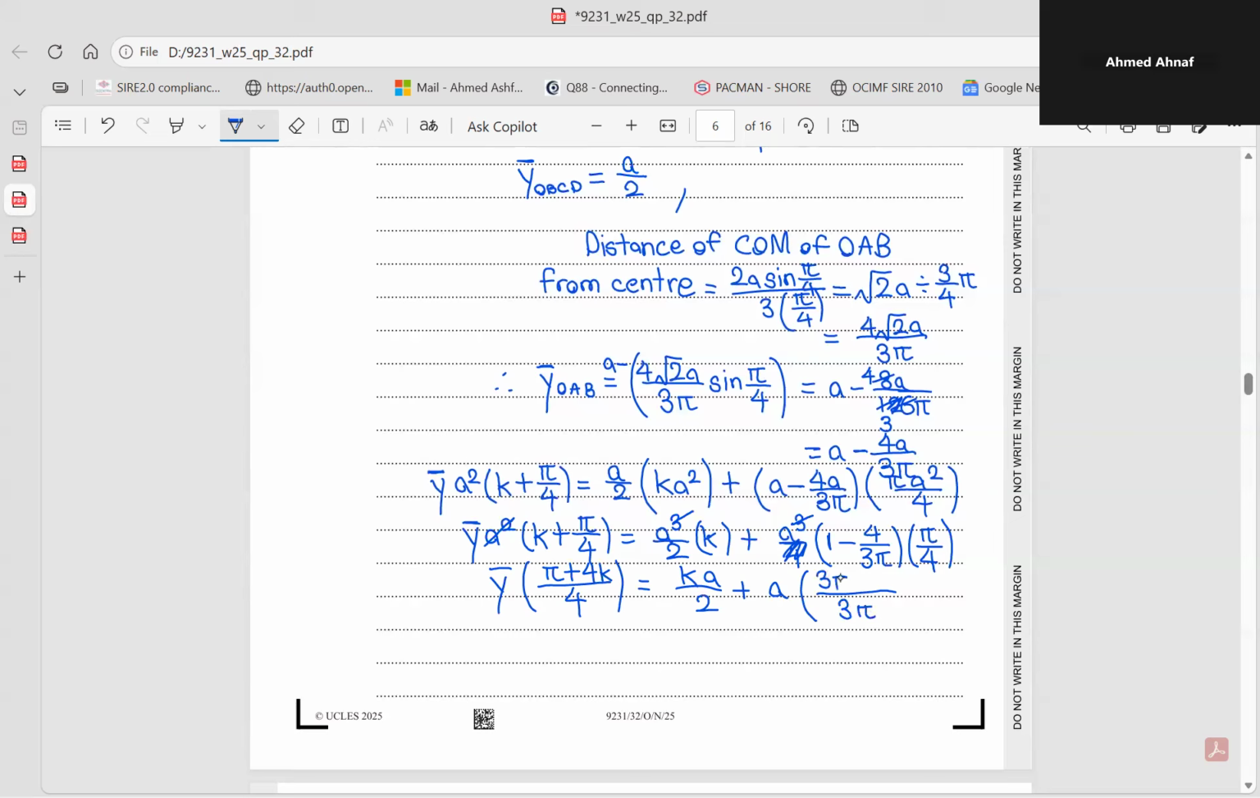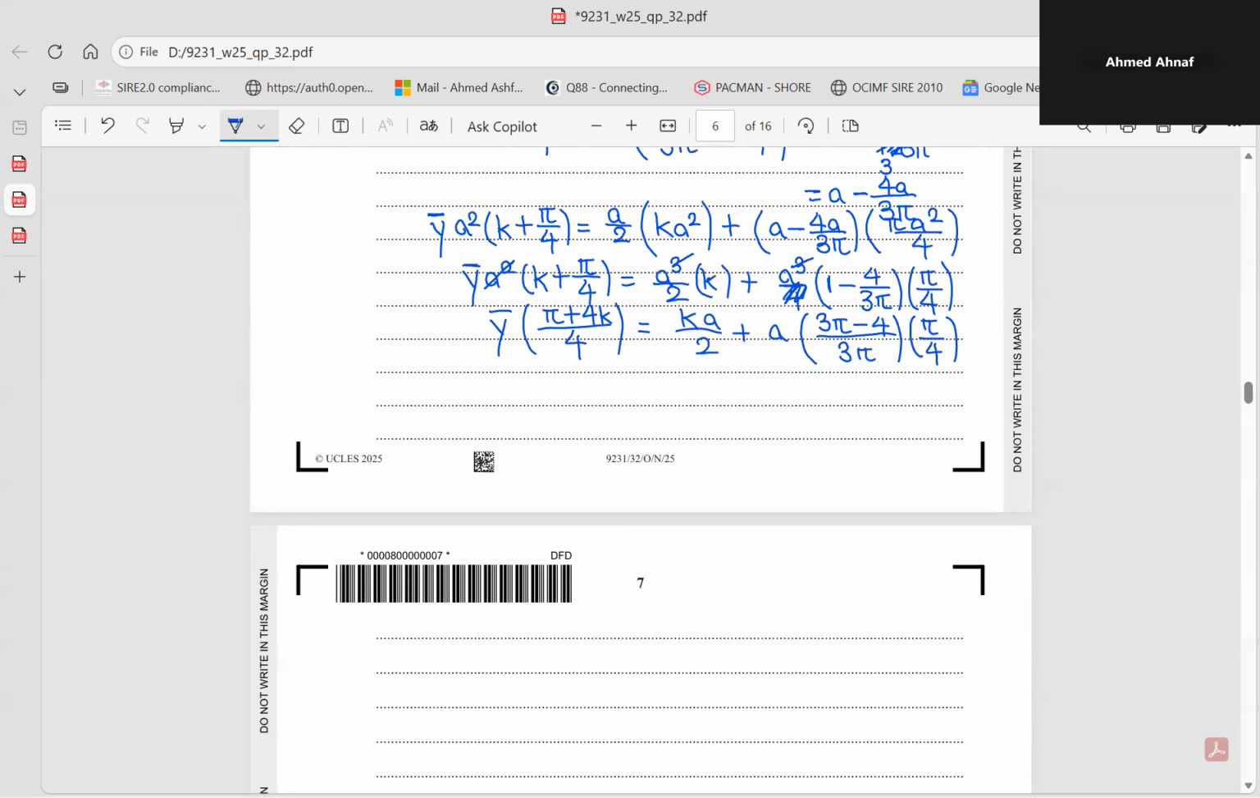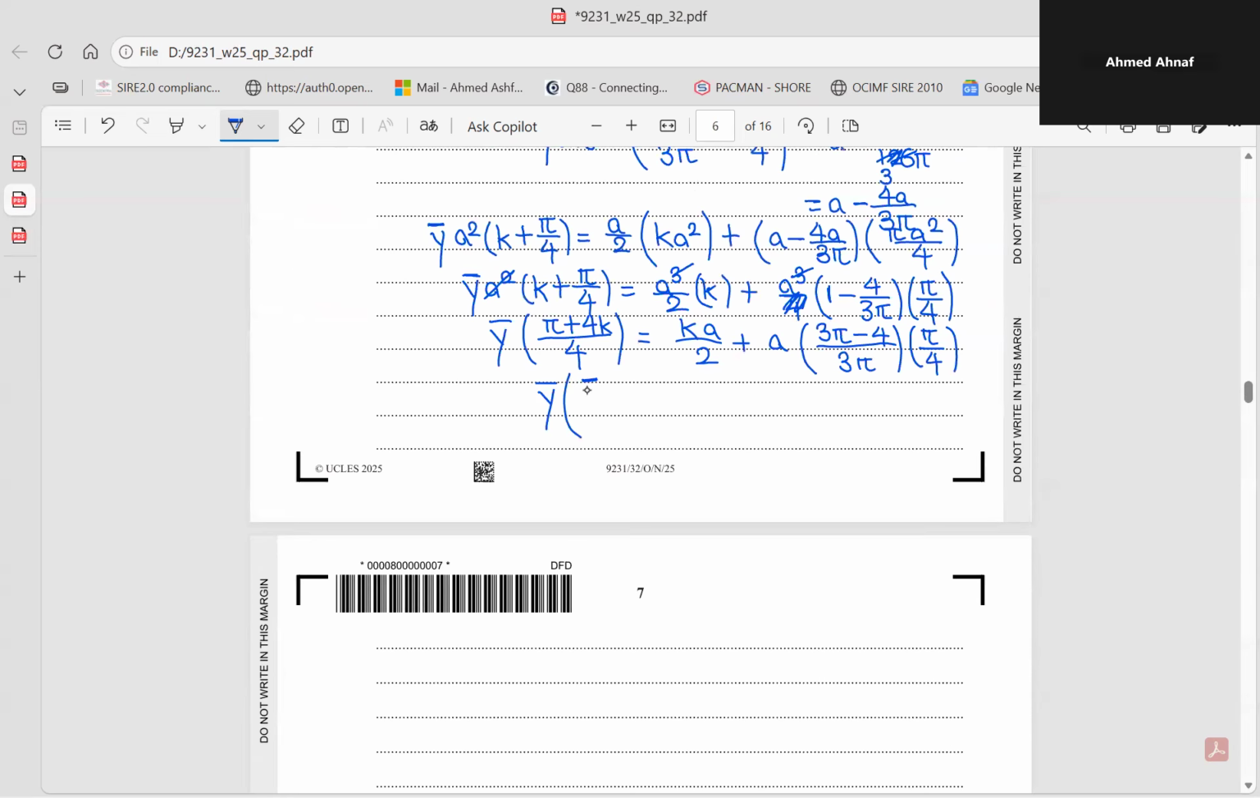So this is just going to be 3 pi minus 4 times pi over 4. Oh, okay, good. There's more space. So y bar pi plus 4k over 4 equals to ka over 2 plus a times pi times 3 pi minus 4 over 12 pi. So the pi's, they cancel each other.